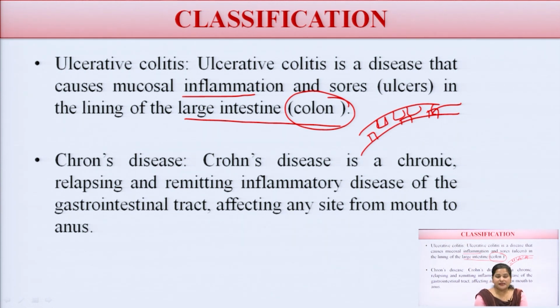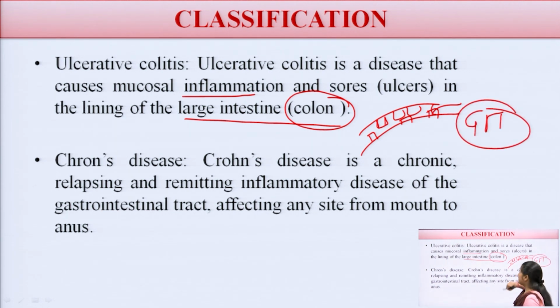Now next is Crohn's disease. So Crohn's disease is a chronic, relapsing, remitting inflammatory disease of the gastrointestinal tract, affecting the site from mouth to anus, means Crohn's disease can affect the entire GIT, right? So this Crohn's disease causes relapse. What do you mean by relapse? Means it is again and again, a repeating process.